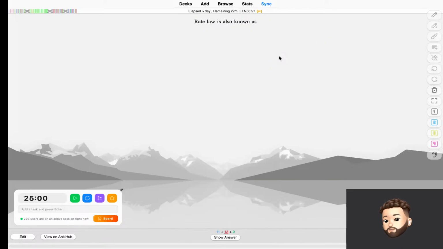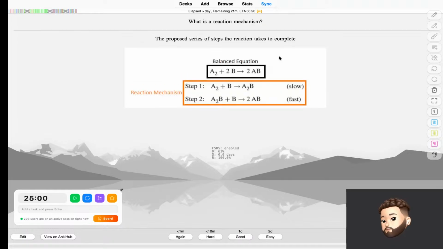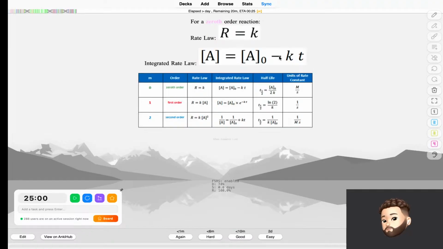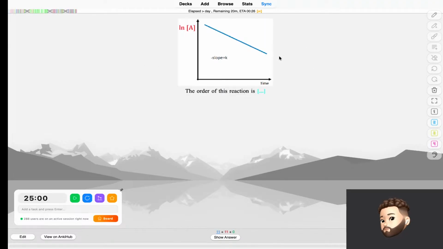Rate law is also known as the rate equation. What is a reaction mechanism? A series of proposed steps to get from the reactant to the product. Rate is equal to k, so A is equal to A naught minus kt. It is first order.